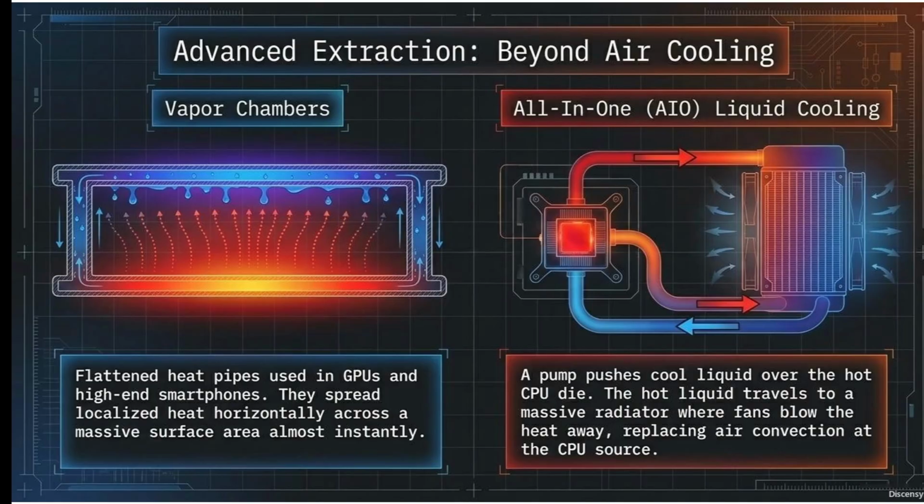Next is the all-in-one AIO liquid cooling. A pump pushes cool liquid over the hot CPU die. The hot liquid travels to a massive radiator where fans blow the heat away, replacing the air convection at the CPU source. So this is called liquid cooling, where we have a radiator which removes the heat from the liquid, and this cool liquid is sent again to the CPU.